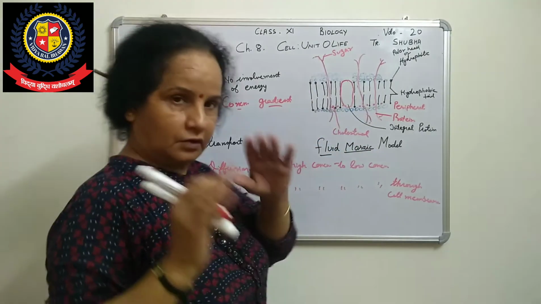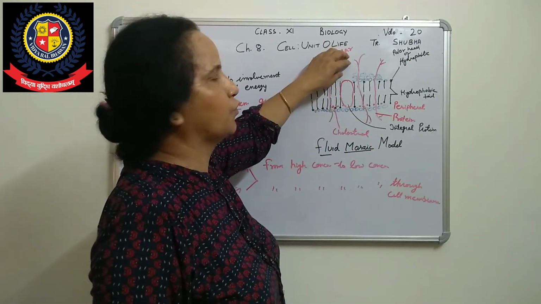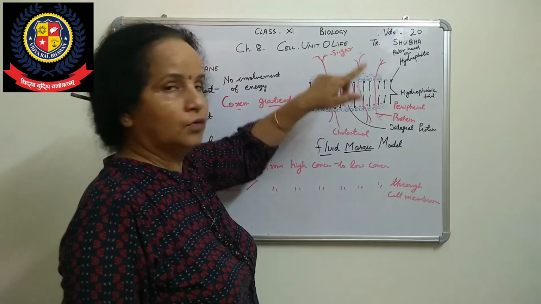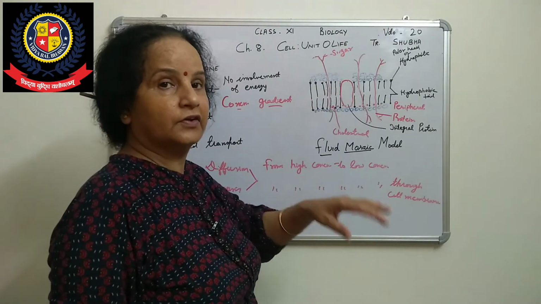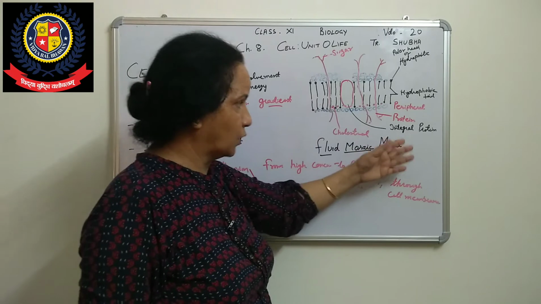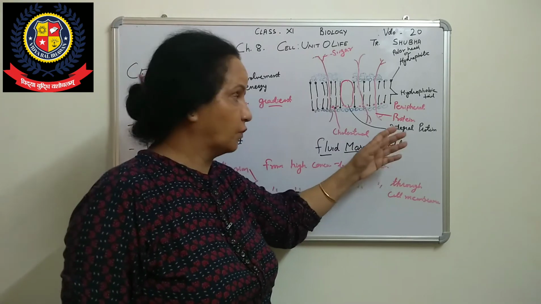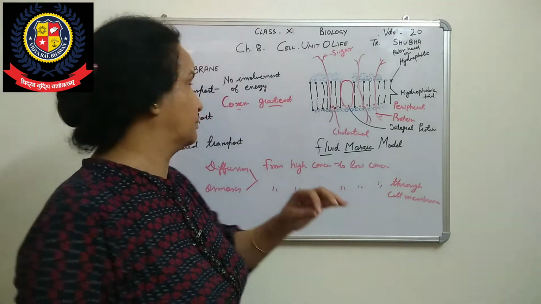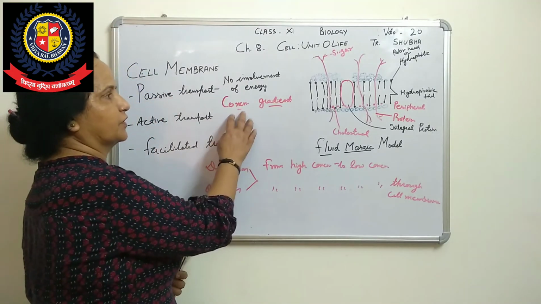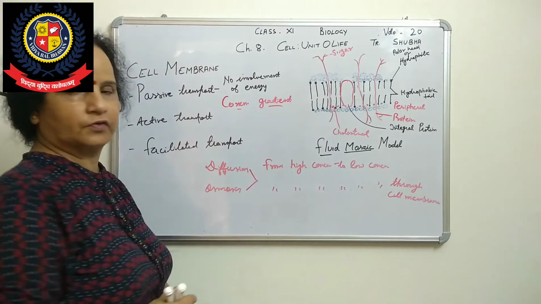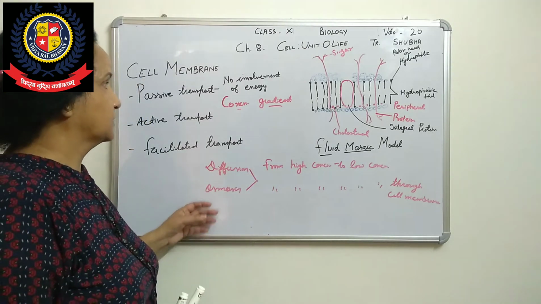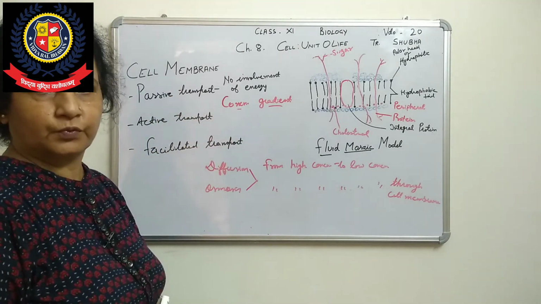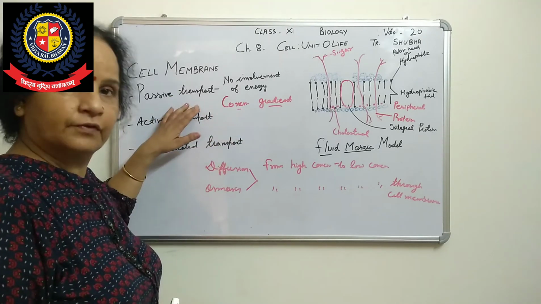Now suppose there are more water molecules on the outer side. Then water will move from high concentration to low concentration. Here the concentration gradient is involved, and because of this concentration gradient, the diffusion and osmosis process will occur. The transportation of molecules by this method is called passive transport. What is it called? Passive transport.